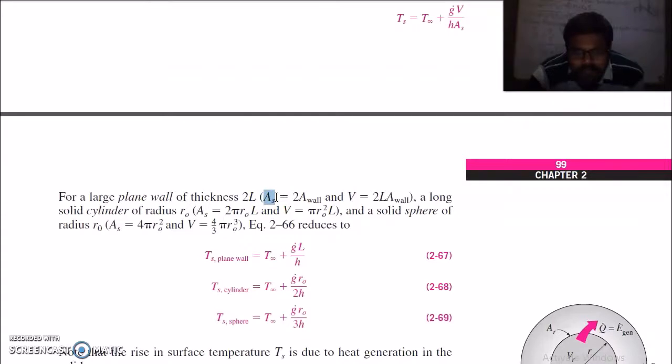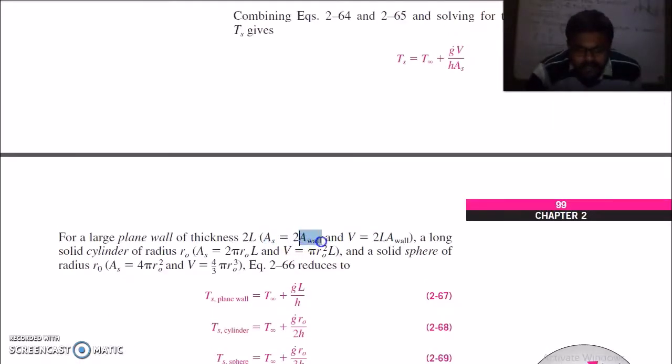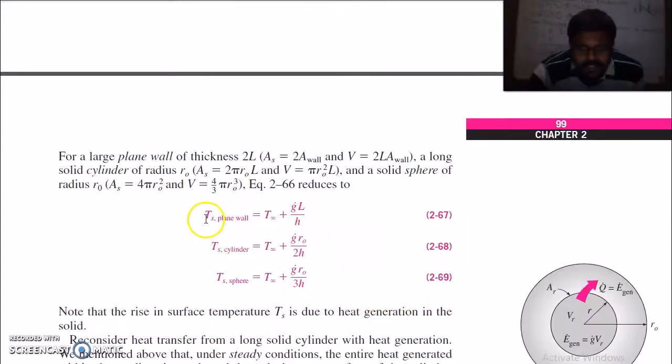In case of plane wall, it is 2 into area of a single wall, because heat loss is from both sides of the wall, so we have to consider the area of both sides of the wall. In case of a long cylinder, this As is equal to 2 pi R0 L and volume is pi R0 square L, and same for the solid sphere. Put the values of As and V, you can say volume of that particular object, you will get this temperature distribution, or you can say surface temperature of plane wall, cylinder and sphere.